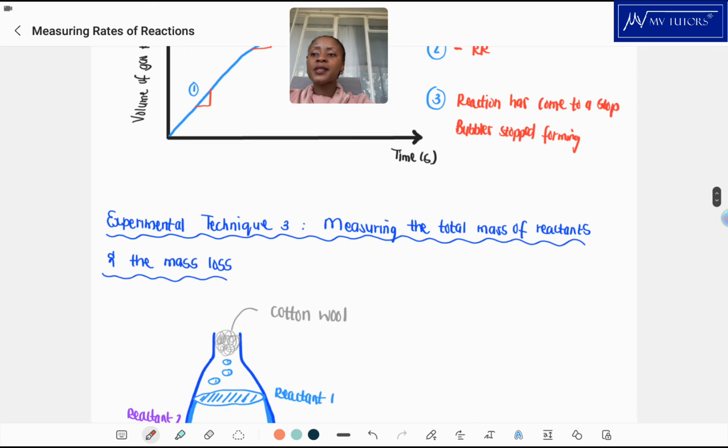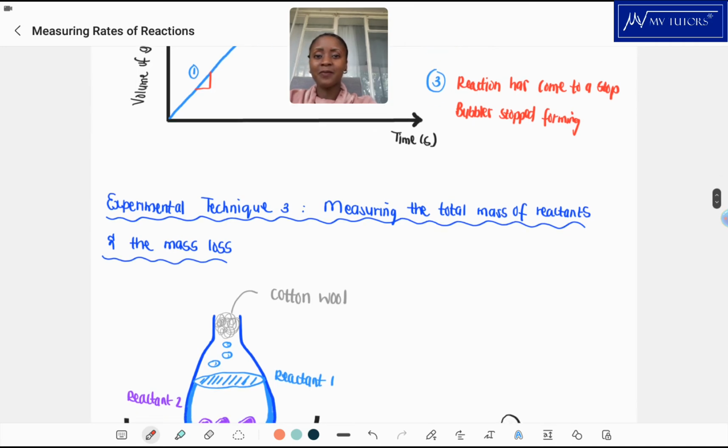And then we get to experimental technique 3, where we measure the total mass of reactants and the mass that is lost.